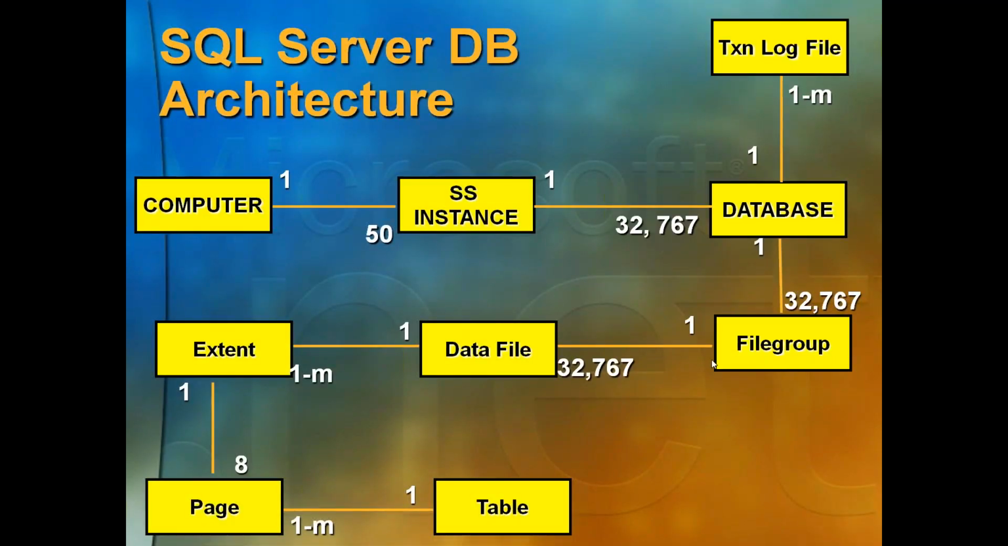but maximum you can have 32,767 file groups. That is the max. But by default, when you create a database, you get one file group. So what is a file group? It is a folder. Clear?